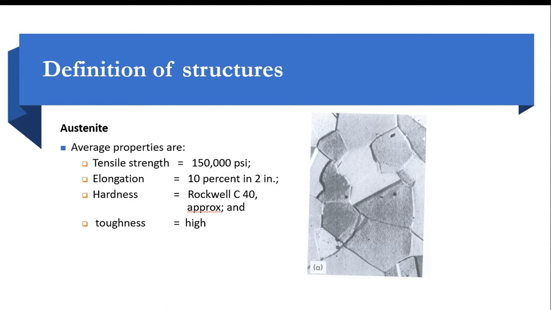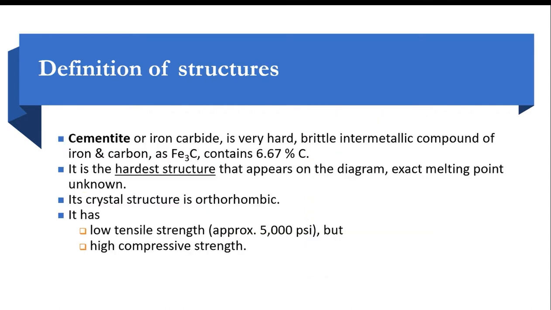Right here, the properties, tensile strength is something higher than pearlite, 1.5 lakh psi. The elongation 10% in 2 inches, right? Then hardness also high. Then you have toughness, right? Hardness and toughness are also very high for the austenitic phase.